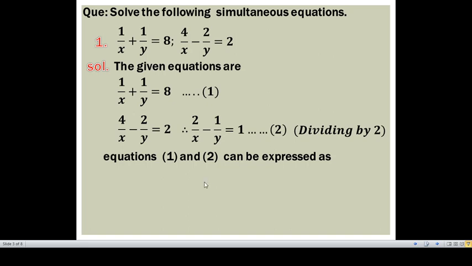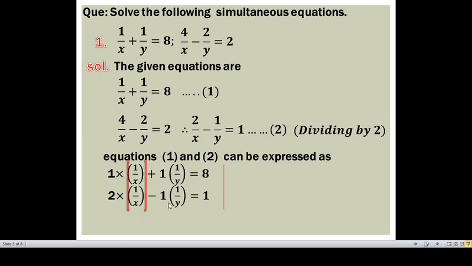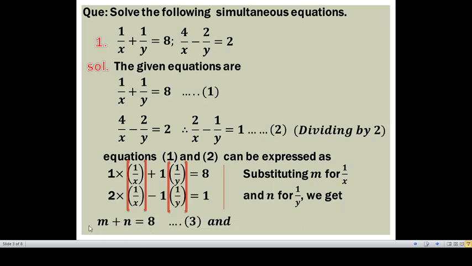are not linear. So we can express these equations in the form 1 into 1 upon x plus 1 into 1 upon y is equal to 8, and the second equation 2 into 1 upon x minus 1 into 1 upon y is equal to 1. Now observe that if we replace another variable for 1 upon x and another variable for 1 upon y, then these equations can be expressed as linear equations. So here substituting m for 1 upon x and n for 1 upon y, we get m plus n is equal to 8, and 2m minus n is equal to 1.